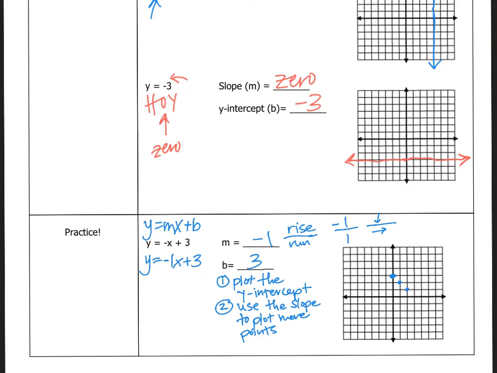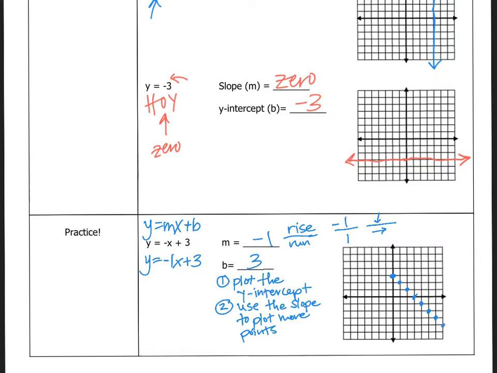Okay, we have 3 points, and in my book, that is good for me. However, if you want to keep doing more points so that it's easier for you to draw your line, you absolutely can. So that's what I'm going to do. So I go down 1, right 1, down 1, right 1, down 1, right 1, down 1, right 1.